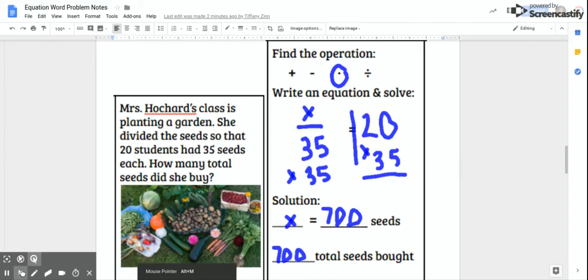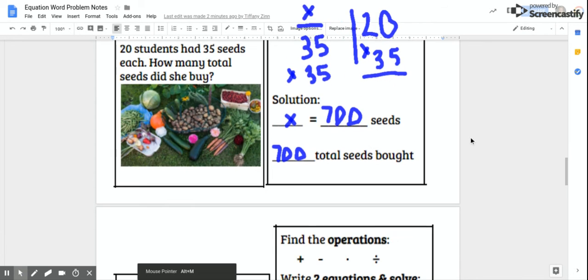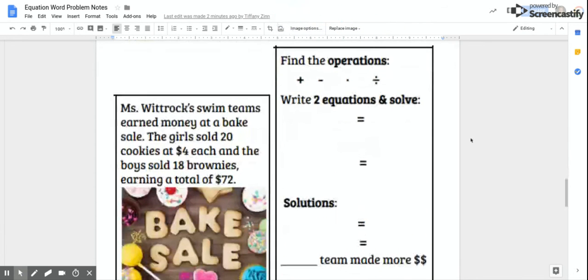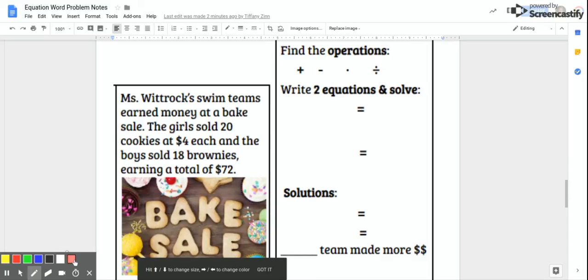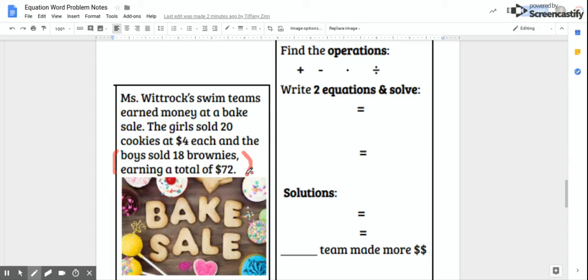Last one, and the hardest one. So it says, Miss Whitrock's swim teams earned money at a bake sale. The girls sold 20 cookies at $4 each, and then the boys sold 18 brownies and earned $72. The first time I tried to solve this, I was kind of confused by it. The boys earned $72. We don't know how much the girls earned, it didn't tell us in the word problem, although you could do it in your head.